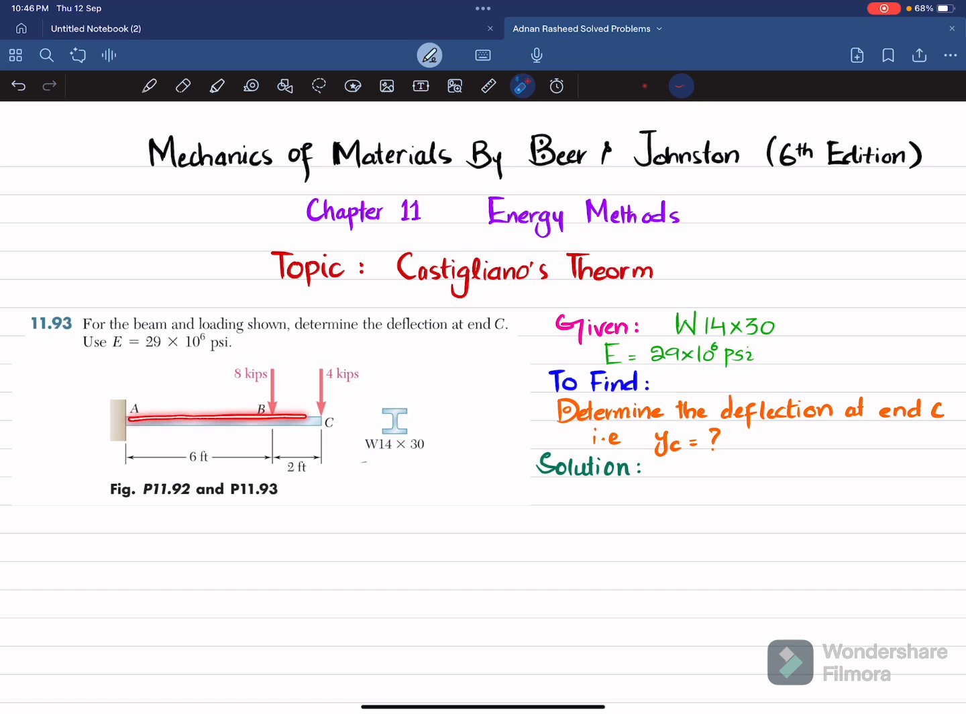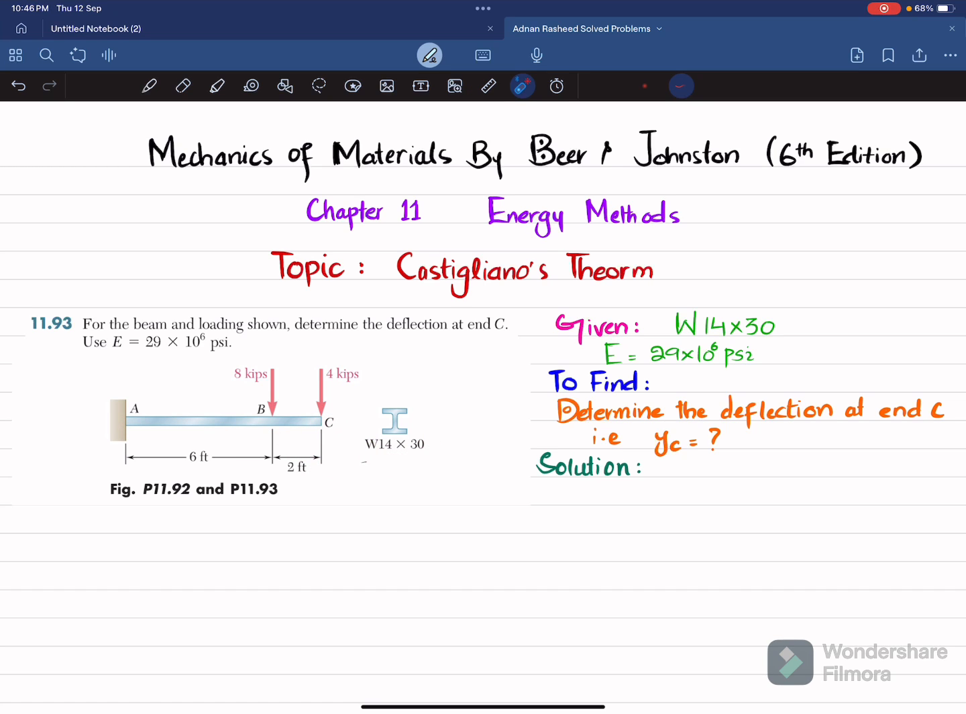So you can see this is a cantilever beam having a fixed support at point A, and at point C we have a 4 kips load, and at point B we have an 8 kips load. This is a wide flange beam, W14 by 30. Due to this loading, the beam will deflect like this. So we are going to find the deflection at point C, which is delta C or YC.